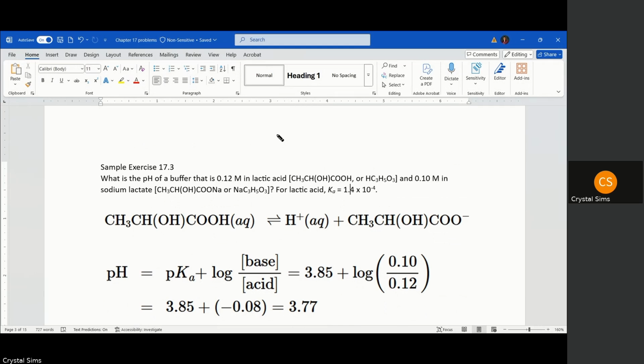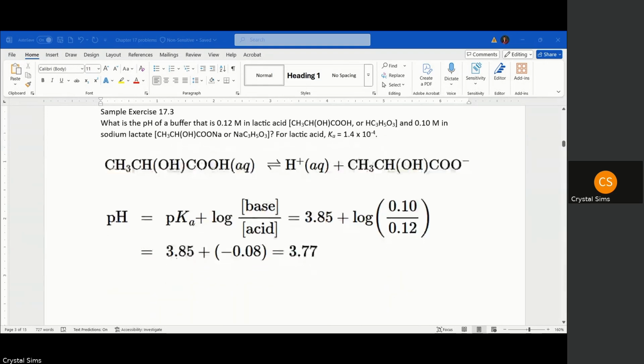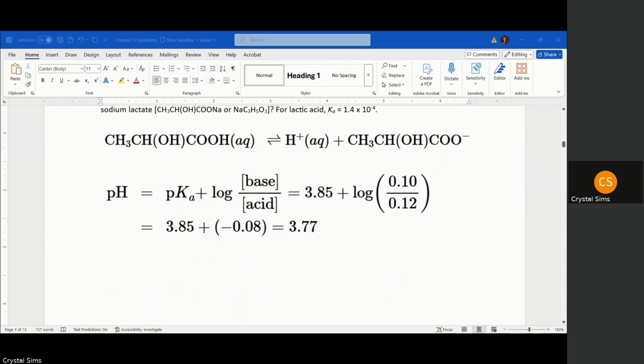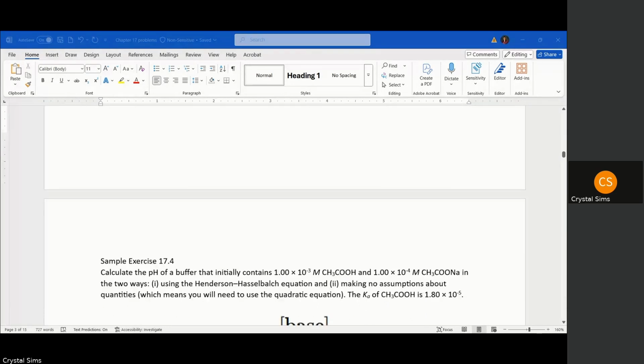This equation makes it a little bit easier to calculate the pH of a buffer instead of going through the entire process that we did when we were, for instance, looking at 17.1. However, there are times when using the Henderson-Hasselbalch equation may not give us the most correct answer, and that's what we're going to look at in exercise 17.4. So exercise 17.4 is calculating pH when the Henderson-Hasselbalch equation may not be accurate.